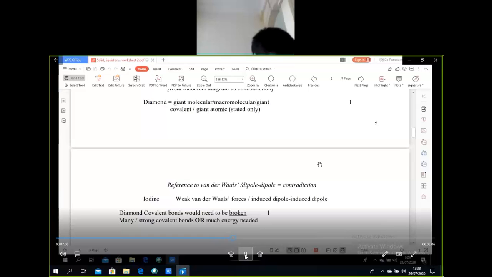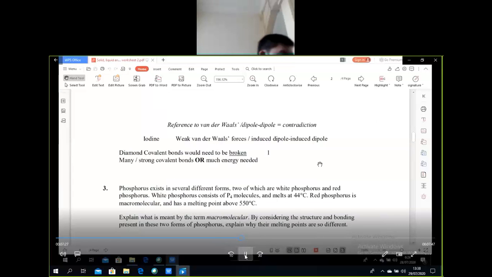While diamond has a giant covalent network, it has the tetrahedral structure with strong bonds, so it requires high temperature to overcome the strength of the bonding.